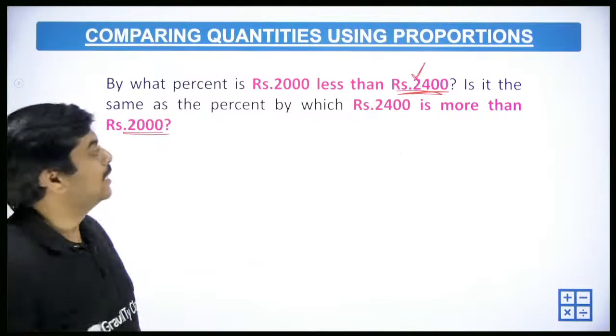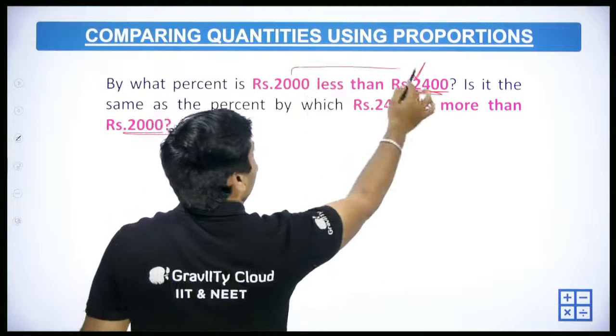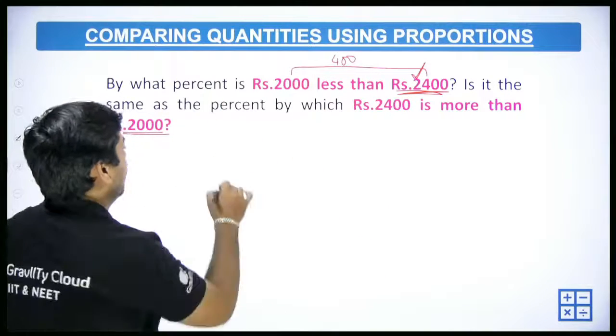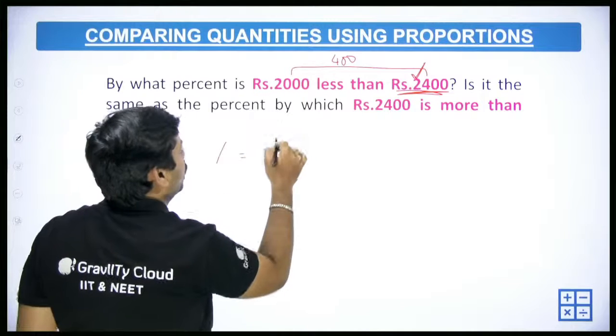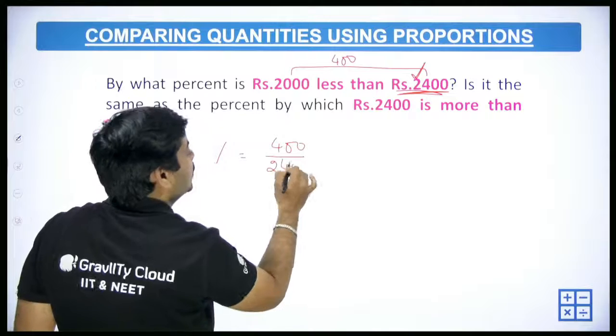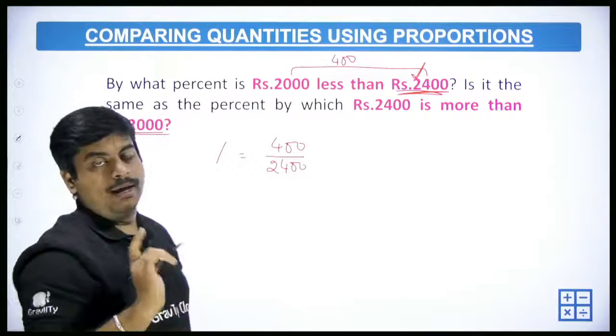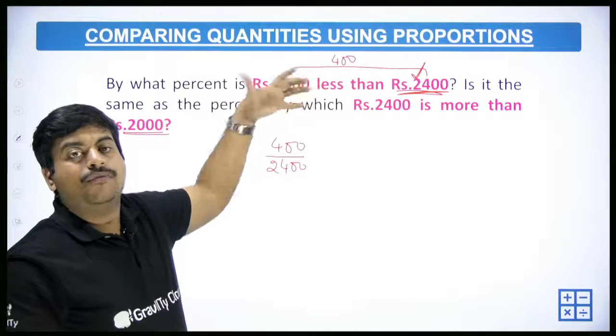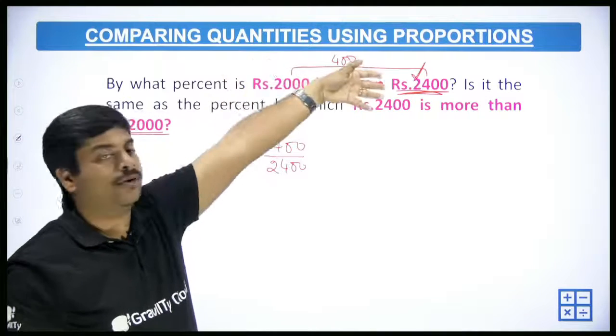So what is the difference of these, 2400 minus 2000? It is 400, right? So by what percent? By what percent means the change is 400. We are comparing with 2400, not with 2000. That is the only mistake you make. Instead of taking 2400, you take 2000. See, we are comparing 2000 with 2400.